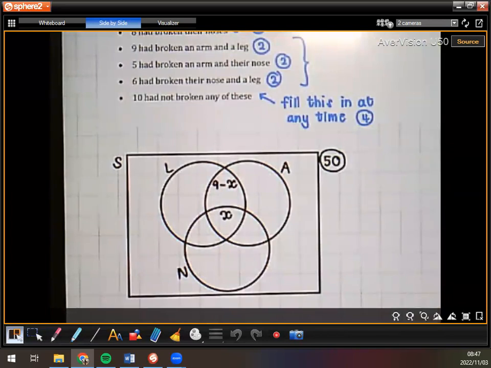Next up, 5 had broken an arm and their nose. Arm and nose. So that section must equal 5. So because that's x, this is going to have to be 5 minus x.